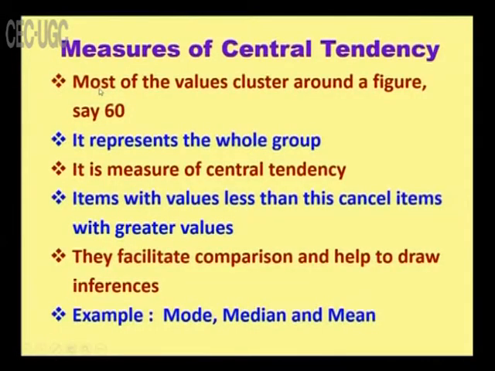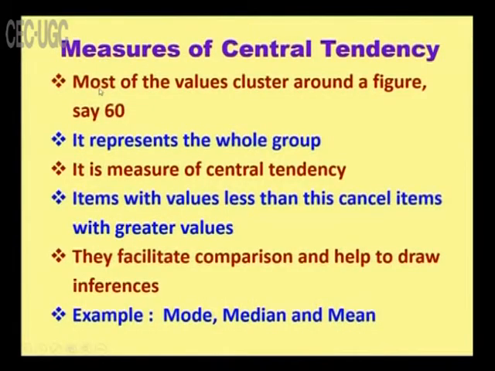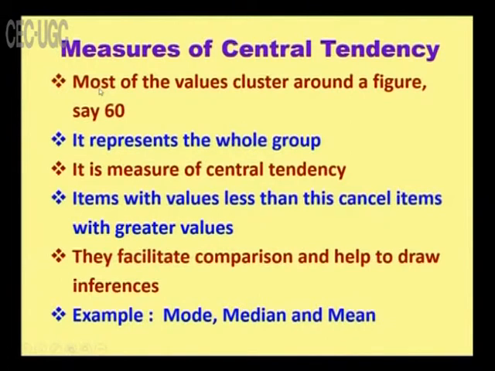Now, let us see what is the central tendency. Let us take an example. Suppose there are some data, and most of the values cluster around a central figure, for example 60. That means it represents the whole group. All the data can be represented by that value 60, and that is called the measure of central tendency. The items with values less than that cancel the item values greater than that. So, the values lesser and the values greater are equally distributed, and therefore that is a central value, and that is called the central tendency. We are going to discuss the mode, median and mean. These are the common measures of central tendency that we discuss in statistical analysis.